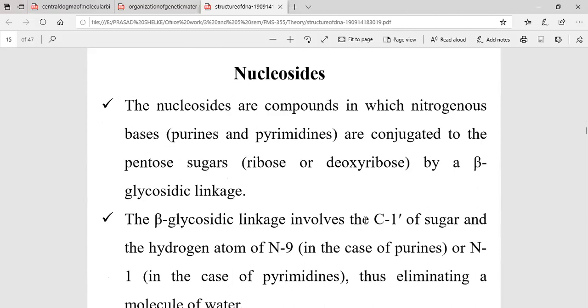Then the nucleosides. After studying these components, we need to know what nucleosides and nucleotides are. Nucleosides are generally compounds in which nitrogen bases are conjugated to the pentose sugar. This is a compound of only a nitrogen base, that is a purine or pyrimidine, and a pentose sugar, that is ribose or deoxyribose, by a beta glycosidic linkage.